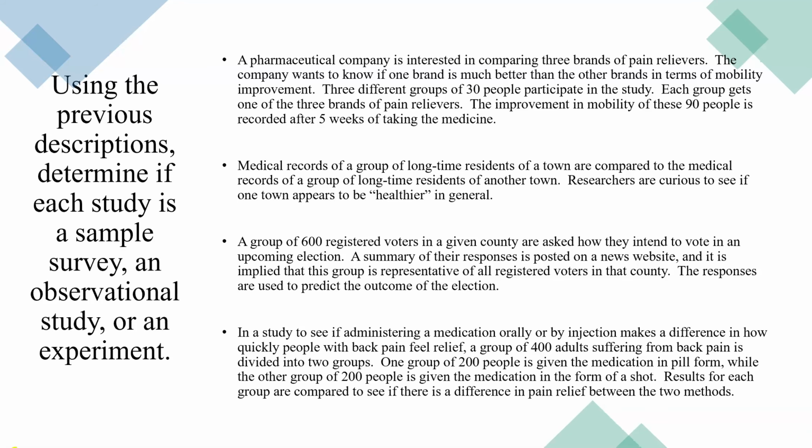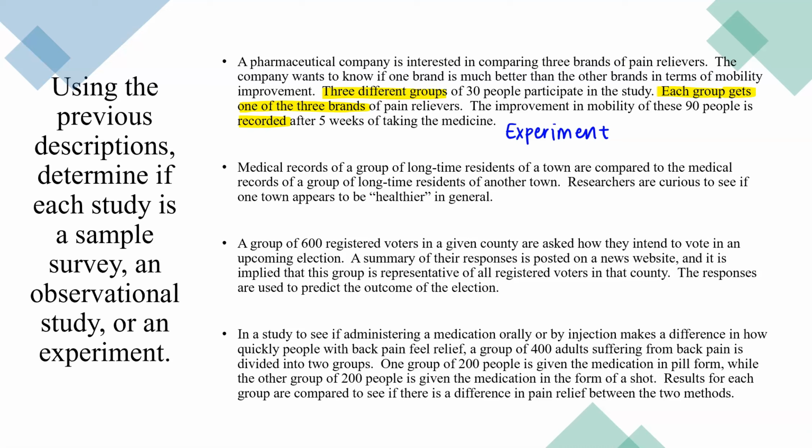In this example, the key words to note are the fact that we have 3 different groups of 30 people. We're giving each group one of the 3 brands of pain relievers, and what we're doing is recording the improvement in mobility. This would be an example of an experiment, and the reason why is because now we are deliberately imposing different treatments on different groups. We are actually having some kind of response. We want to see what is the improvement in their mobility.